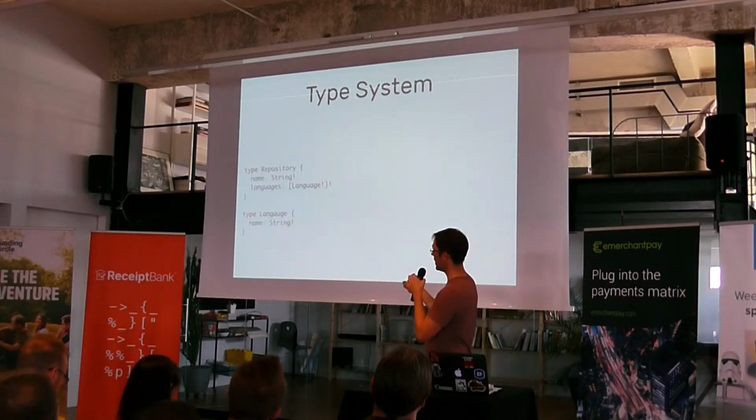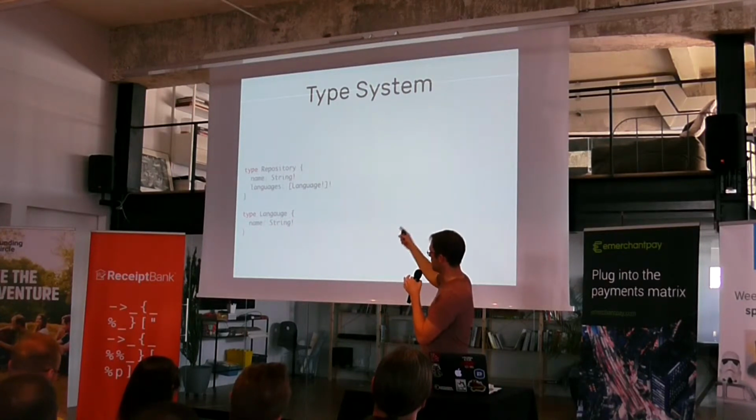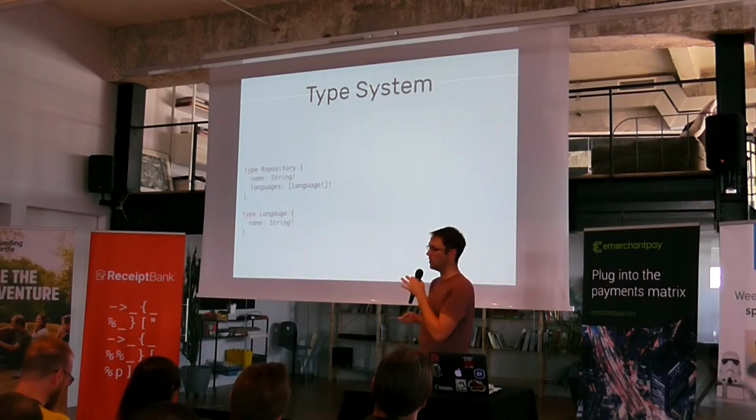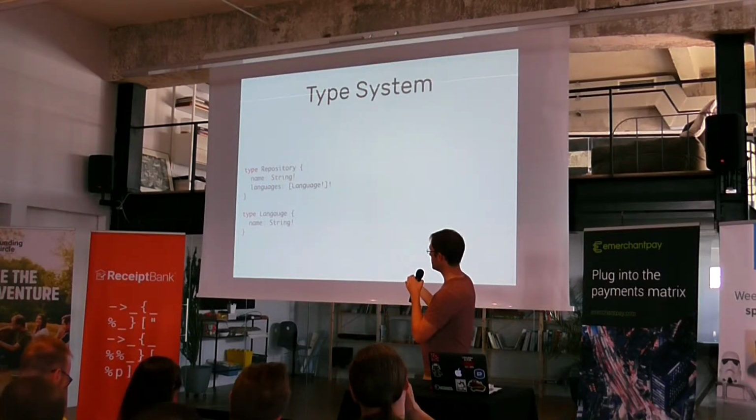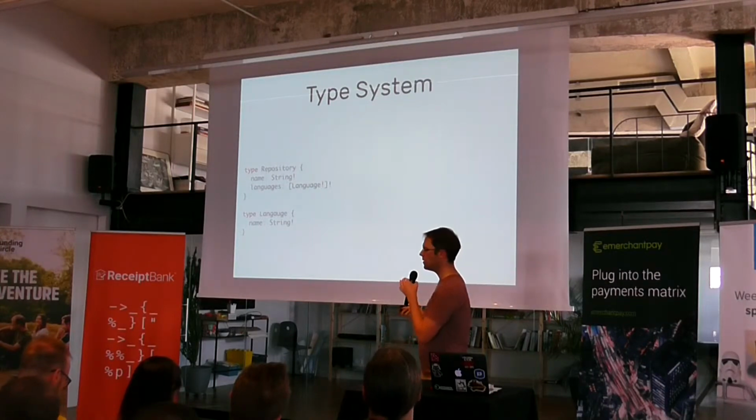So the one we were looking at is a repository type that has, we may have more than 2, but here are 2 example fields. Name, which returns a string. You see the bang, that means that it always returns a string, it never returns null. Languages, that returns a list of languages, and then language also has a name.